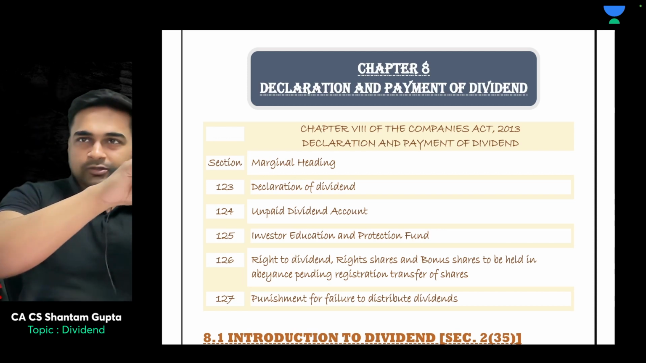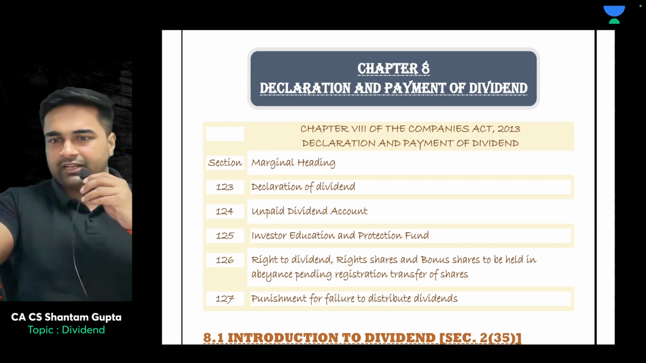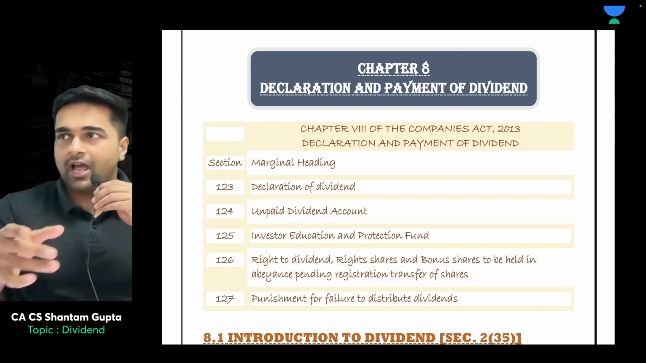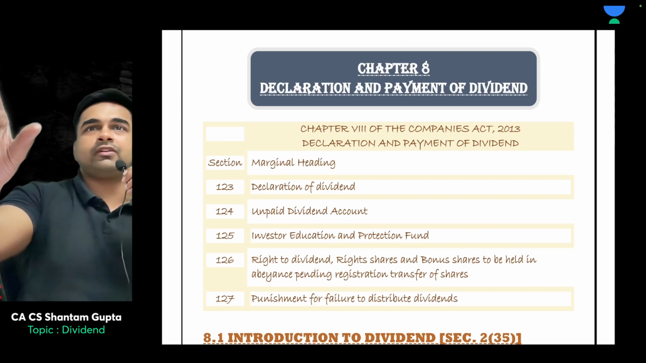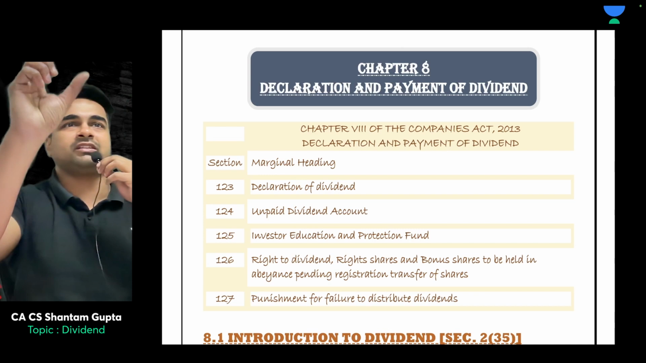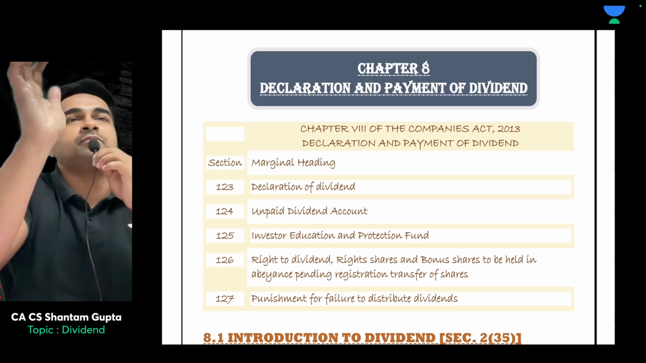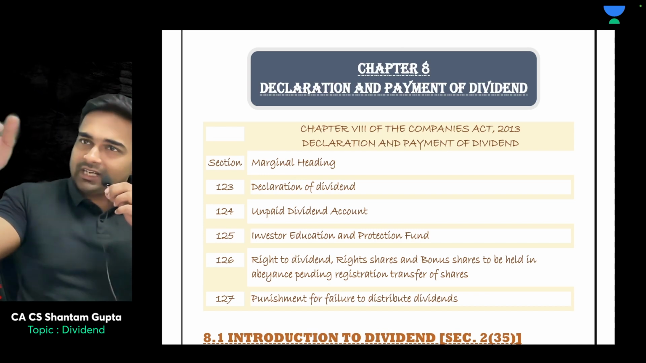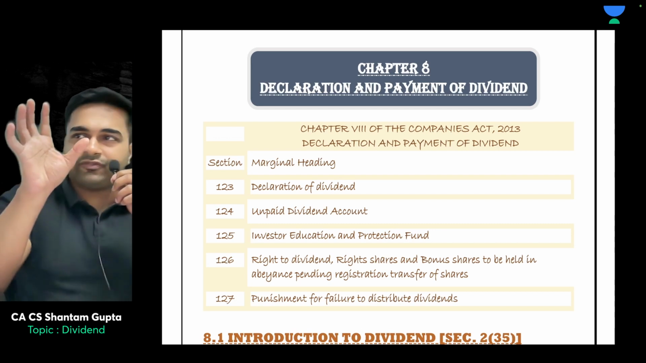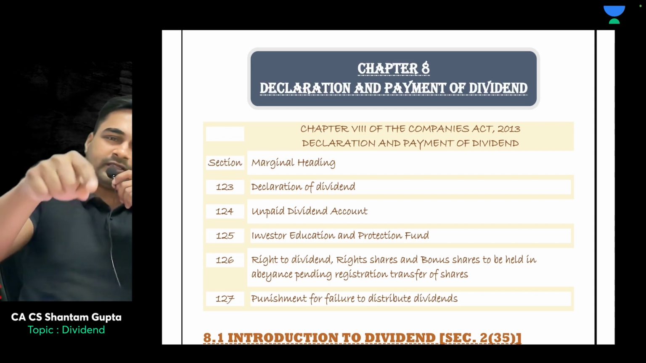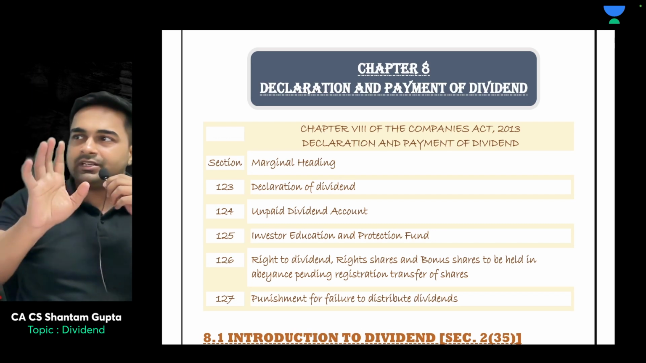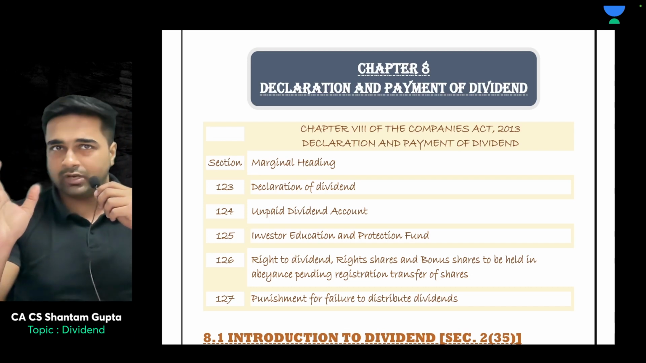Now, what was the procedure for final dividend? First, there will be a board meeting which is held. After the board meeting, there will be a board resolution passed and a percentage is agreed. Let's say 15%. After agreeing that percentage, there is a general meeting which is held. Annual general meeting, if it is annual dividend.